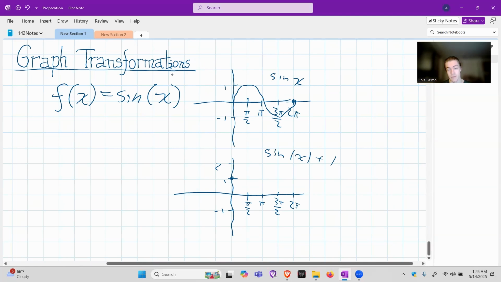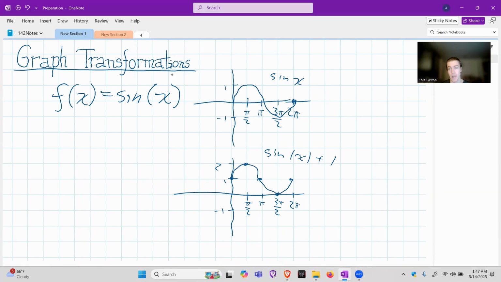Pi over 2, we take the sine of it, we get 1, and then we add 1, and now we're up to 2. Pi, sine of pi is 0, plus 1 gives us 1. Sine of 3 pi over 2 gives us -1, plus 1 gives us 0. And then we plug 2 pi, sine of 2 pi is 0, plus 1 is 1. So our new transformed graph looks like this, right? And it should make sense. Since we're adding 1, we're basically pushing all the points of the graph up by 1 unit. So when you're adding this 1 outside of the function like this, you're shifting the function up. And similarly, if I subtracted 1, I would be shifting the function down.